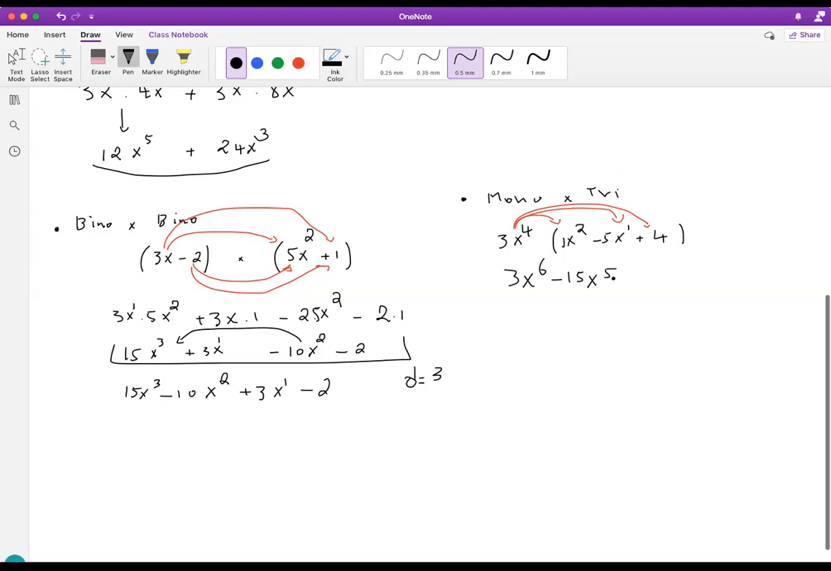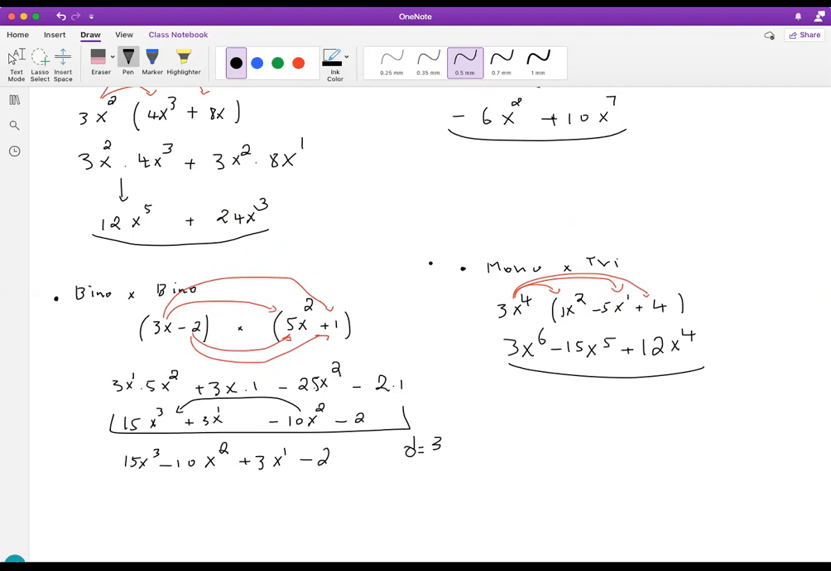Finally, positive times a positive. You have 3 times 4 is 12. 12x to the 4th. You have x to the 4th, there's no x here, so that stays the same. No like terms, all the powers are different, so that stays like that. This works the same way no matter how many terms you have: you multiply all of them, and at the end, combine like terms and simplify if possible.